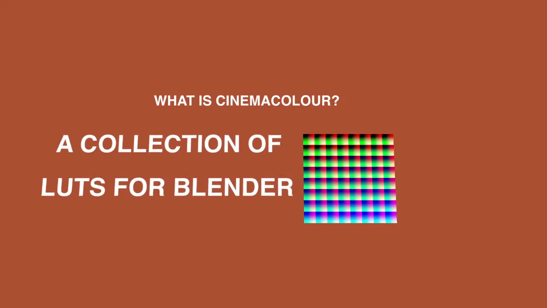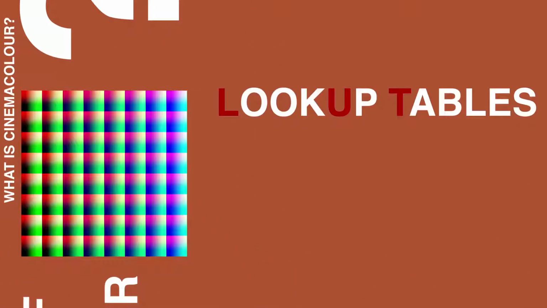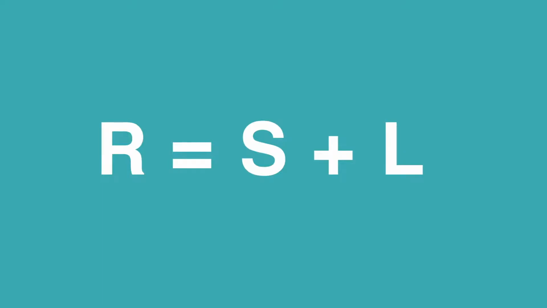Cinemacolour is a collection of LUTs for Blender. Now, what are LUTs? LUT stands for lookup table. Think of it as an equation: R equals S plus L, where R is your result, what you want. S is your source image or your source footage, and L is the LUT that you're going to apply to your source image to get R, your result.